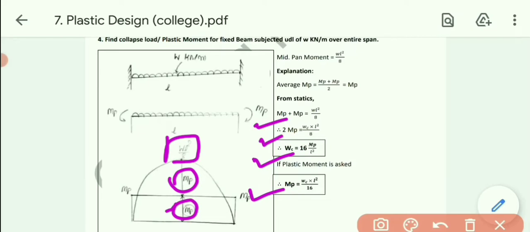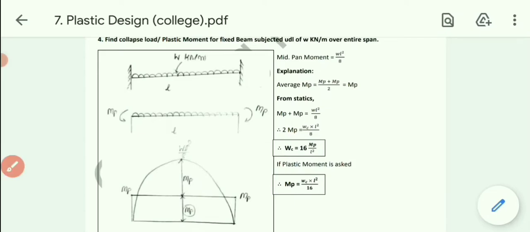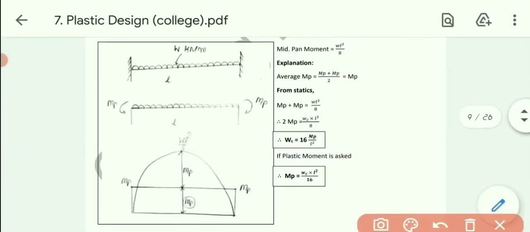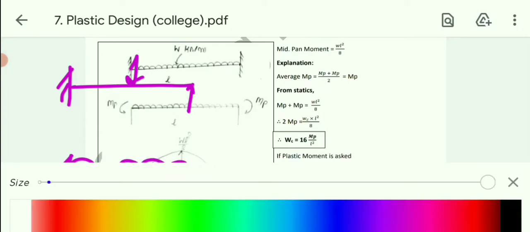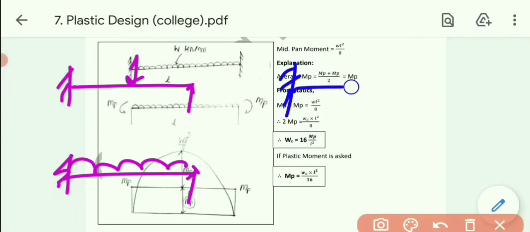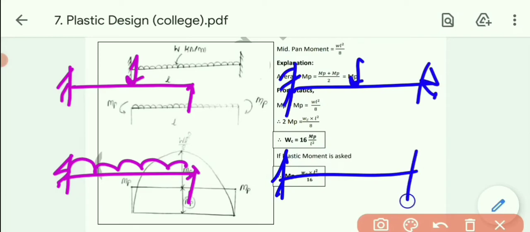Okay, so we solved the 4 different beams. First, let me do the figure over here. First, prop cantilever beam with central point load, and another one, prop cantilever beam with UDL. We derived the formula for that one. And in the last 2 methods, we took fixed beam with the central point load and then fixed beam with UDL over the entire span. So we have derived all the formulas for the moment as well as the collapse load for all these 4 beams. Okay, and these formulas will be used in the design of the beam.